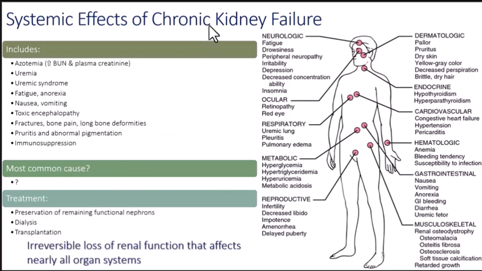But what we get at end-stage chronic kidney failure is this irreversible loss of renal function that ends up affecting all different systems in a variety of different ways throughout our body. And so I do want you to know that it can affect all different systems in our body, but the specific details that I need you to be aware of are outlined on this slide.